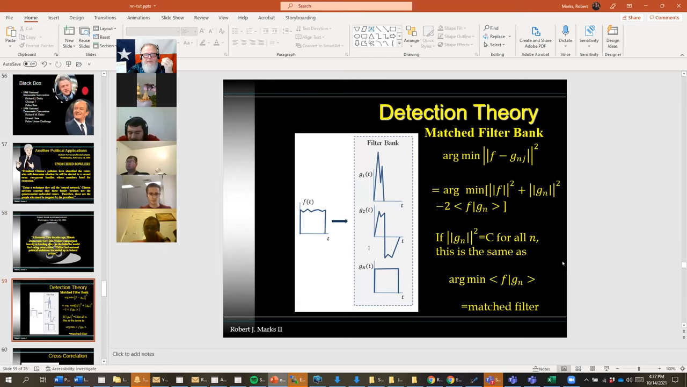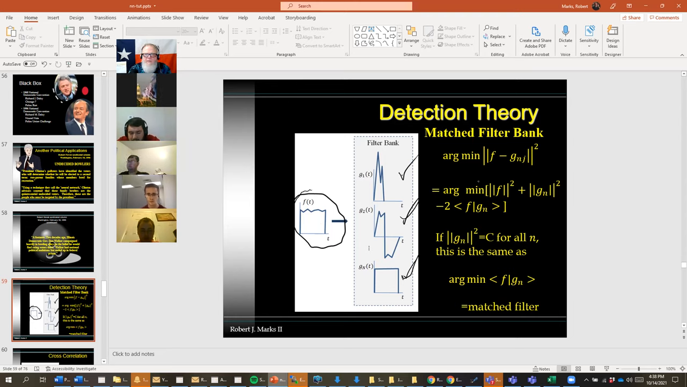We're going to start with the idea of matched filter banks. Here's the idea behind matched filter banks. You have a bank of signals. Here's a signal, here's a signal, here's a signal. And what you do is you receive a signal and you want to decide, is it this signal? Is it this signal or is it this signal? Which signal is it? And that's what you want to do.